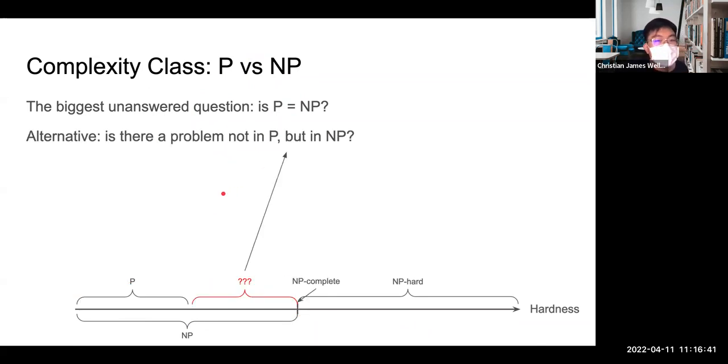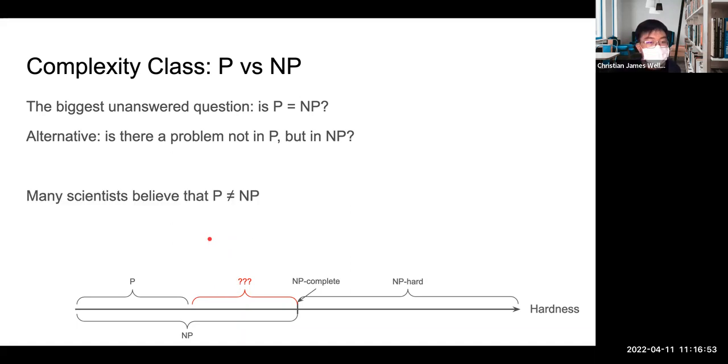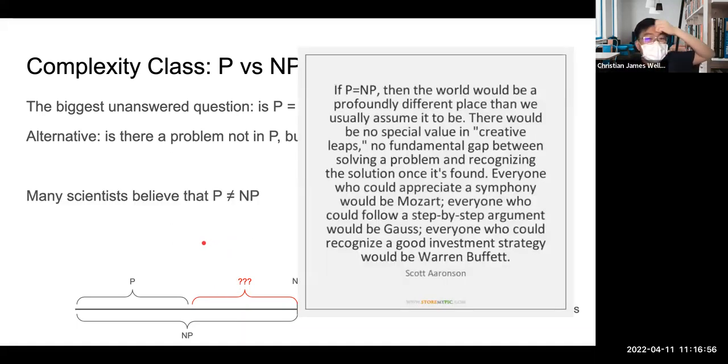Alternatively, it's like asking, is there something that is not in P, but is in NP? That's an alternate way to think about this problem. And just a quick story time: many computer scientists believe that P is not equal to NP. And there's this whole quote, but one way to think about it is, remember, P is about finding the solution, and NP is about verifying the solution. So if P equals NP, it's like verifying something has the same difficulty as coming up with it.